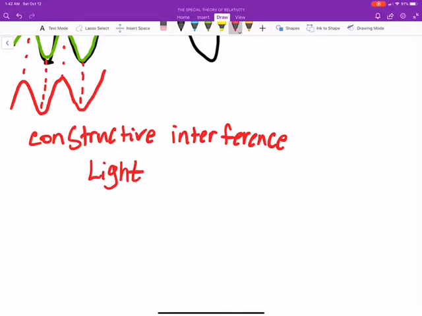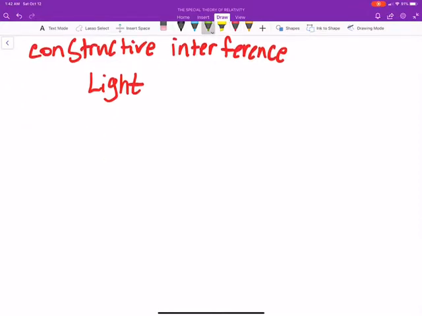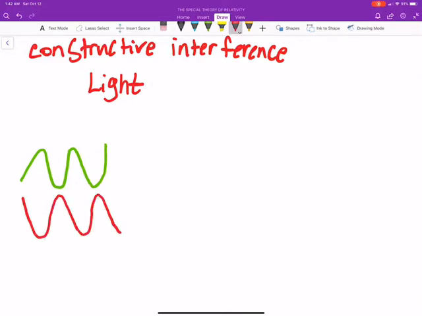Now, the other option is you could get destructive interference. So let's say you have something like this. The other option is you could get something that looks like this. It's opposite. This peak matches with this valley. This valley matches with this peak, and they cancel out.